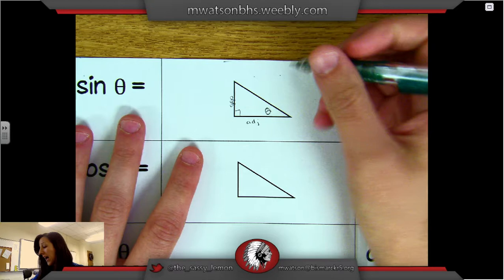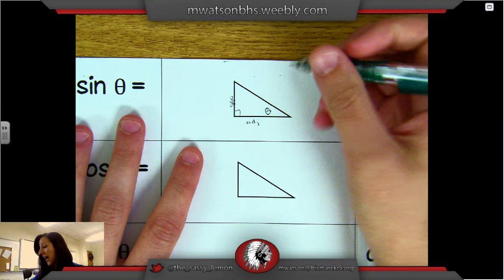So let's actually put some values in our triangle. Let's make our opposite side 5, our adjacent side 12, and our hypotenuse 13. We just did some practice yesterday on finding side lengths of right triangles, and so just so you know, this is a Pythagorean triplet.